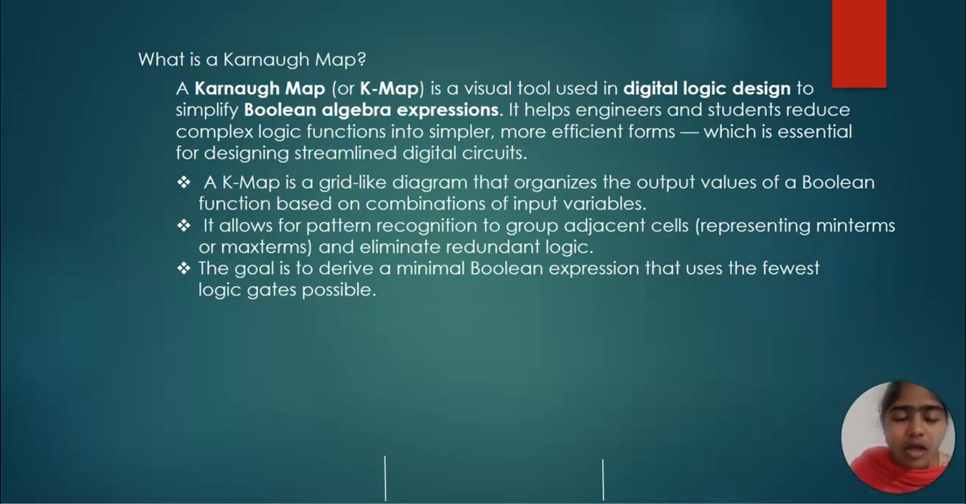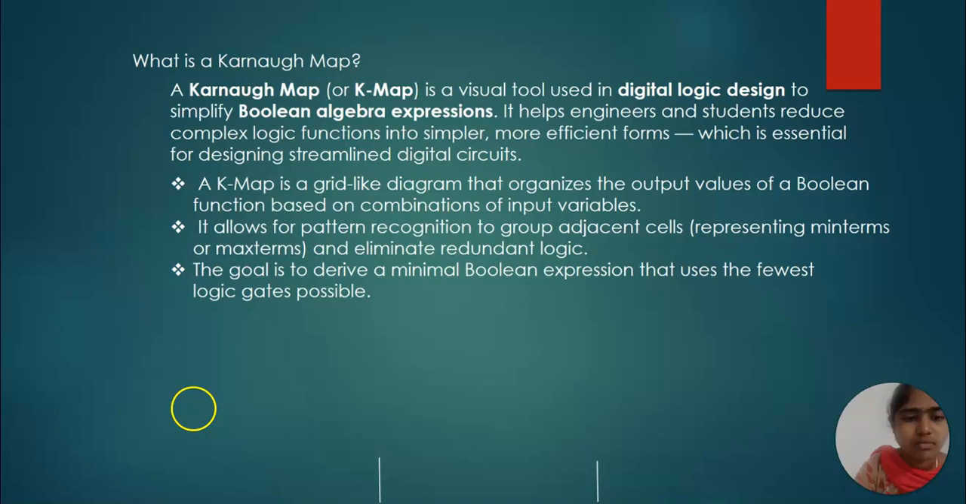A K-map, Karnaugh map, is a grid-like diagram that organizes the output values of a Boolean function based on the combinations of input variables. It allows for pattern recognition to group adjacent cells and eliminate redundant logic. The goal is to derive a minimal Boolean expression that uses the fewest logic gates possible.